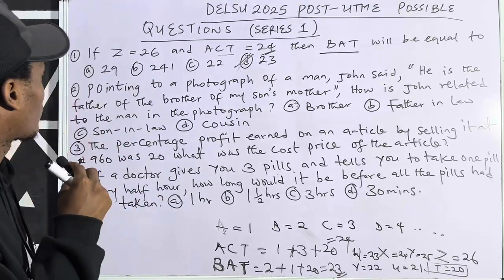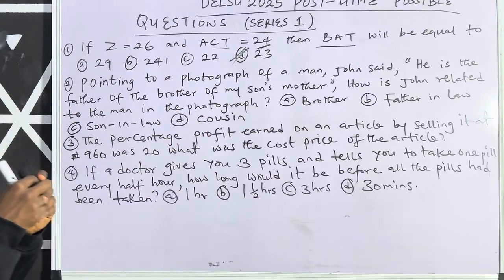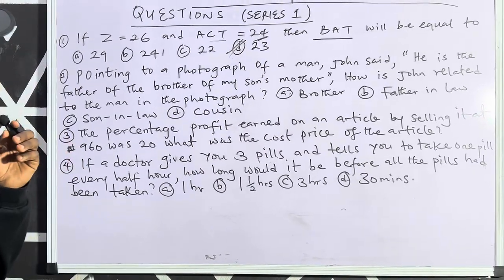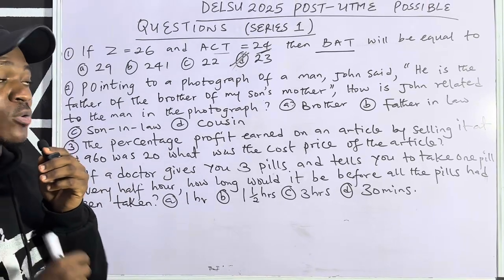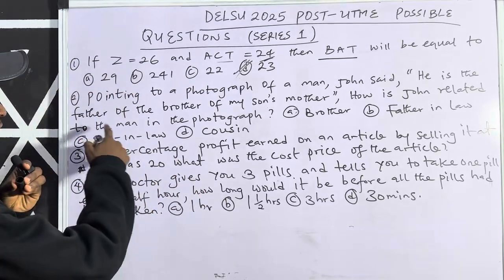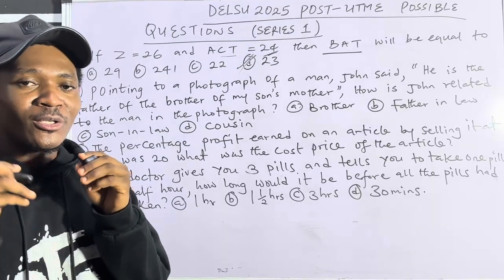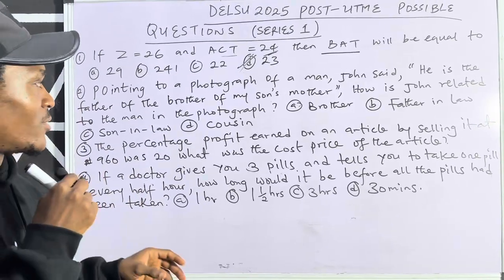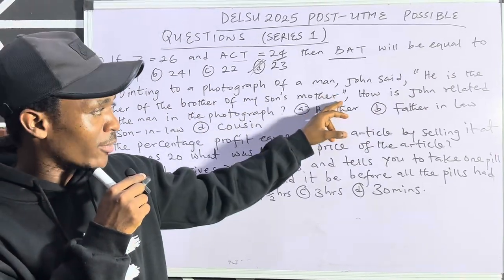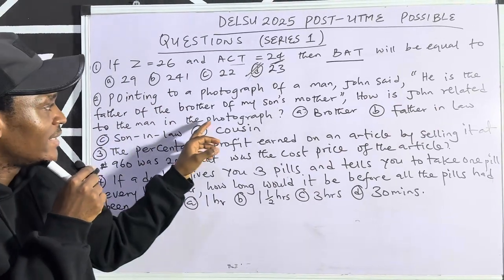Then let's look at question 2. You can pause the video and take down this stuff. Then for question 2, look at this question. It has to do with logical reasoning. Pointing to a photograph of a man, John said, he is the father of the brother of my son's mother. I know that when you see this kind of question, you get confused, but let's dissect the question. Now to the question, how is John related to the man in the photograph?